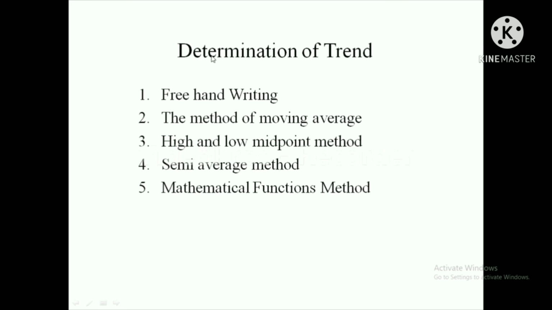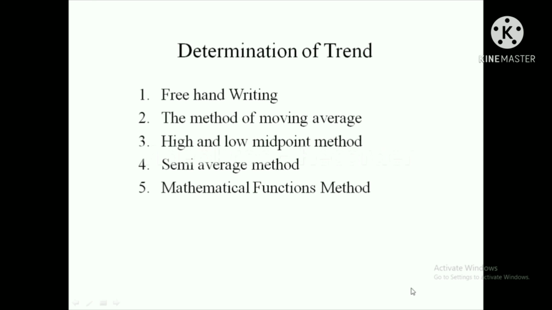Last but not least, we will study in this unit the determination of trends. So how would you determine the trends? So there are basically 5 ways of doing it. First is the freehand drawing. The second is the method of moving average. The third is the high and low midpoint method. The fourth is the semi-average method, and the last but not the least is the mathematical function method, where we will be using least square method to calculate. So these are some of the ways of determining the trend.